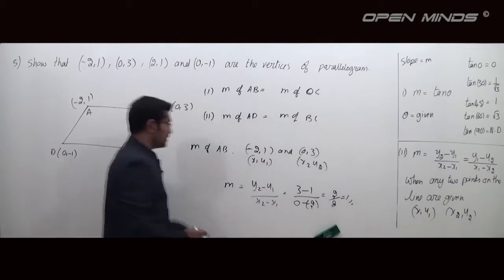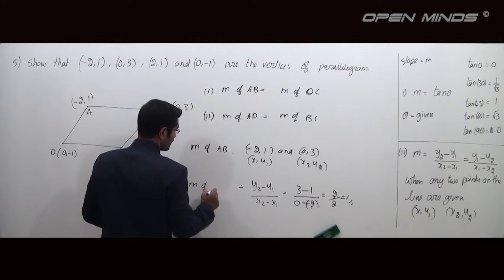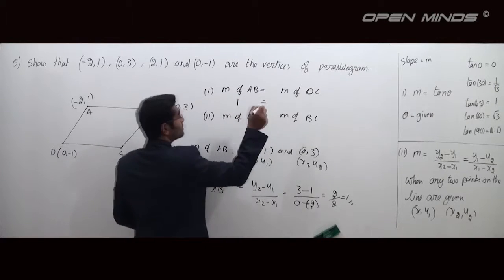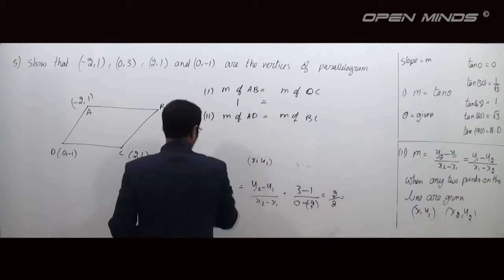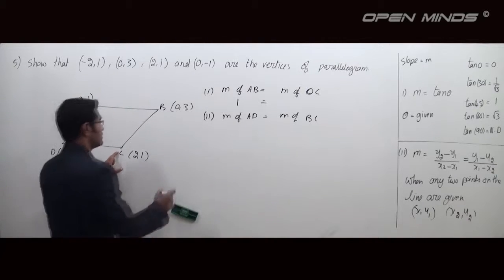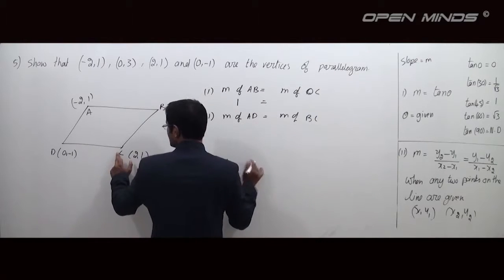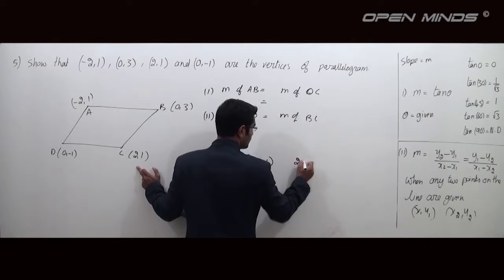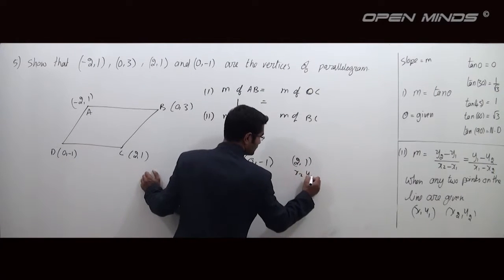So we got the slope of AB. Let's say M of AB is 1. Let me write here 1. Now is that equal to the slope of DC? Let's check. How do you find the slope of DC? Go back again and check. Where is DC? This one. So let me take the slope of DC this time. For that I'm taking 0, minus 1, and I'm taking 2, 1. That's x1, y1, and that's x2, y2.